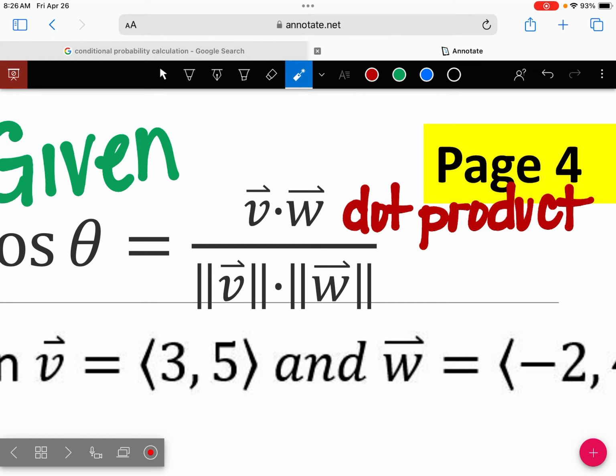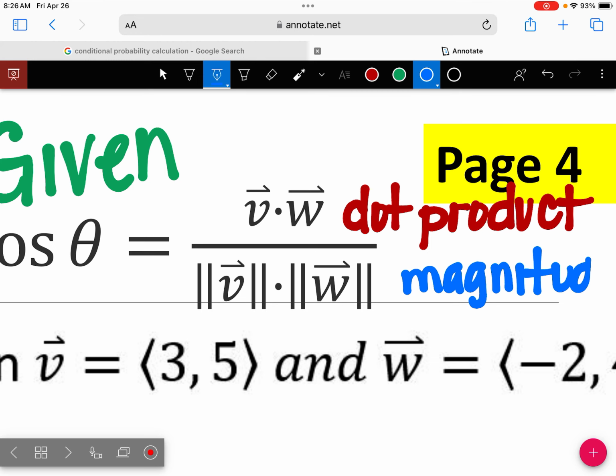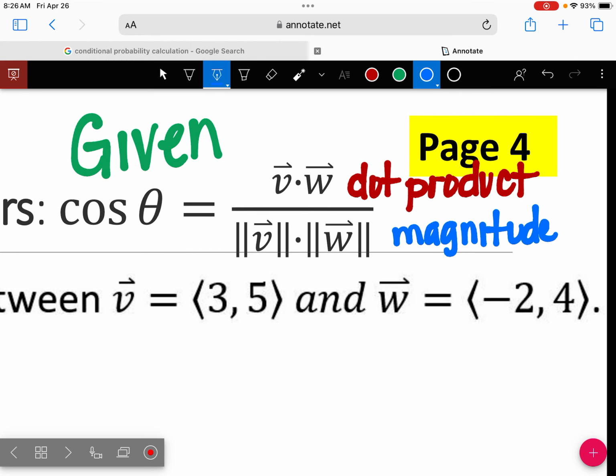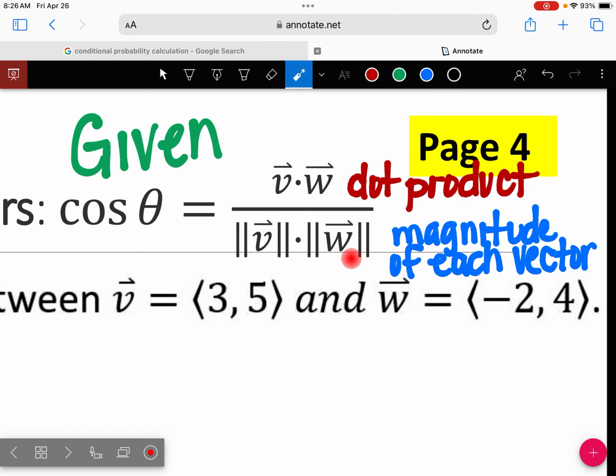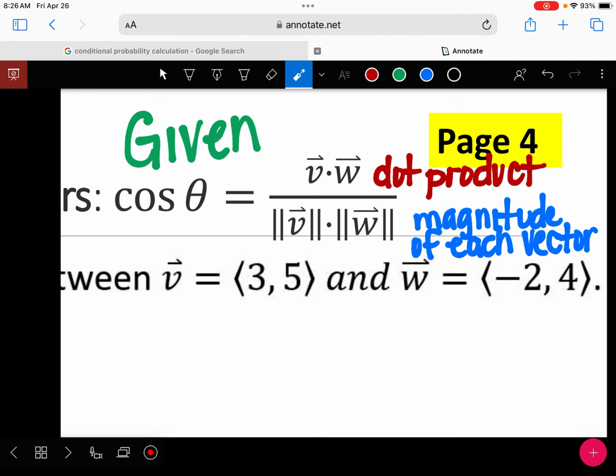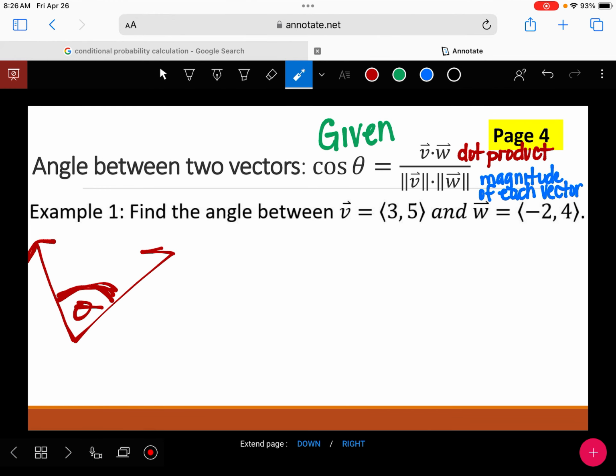Does anybody remember from yesterday what these two double brackets mean? Magnitude. And then you're going to find the magnitude of each vector. Okay. And then to find theta, you're taking the inverse cosine of this fraction. So let's go ahead and do that together.